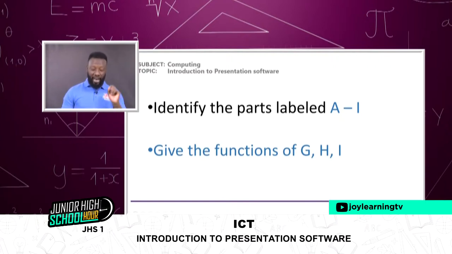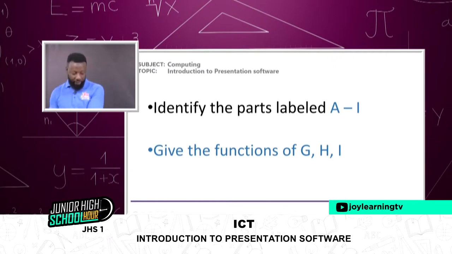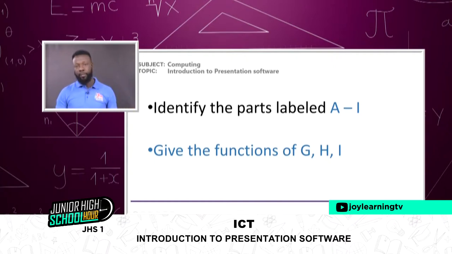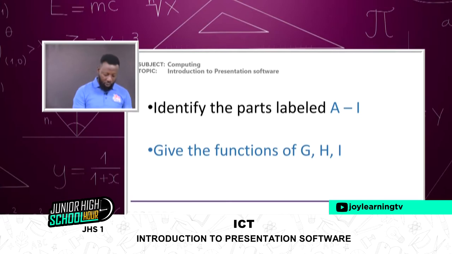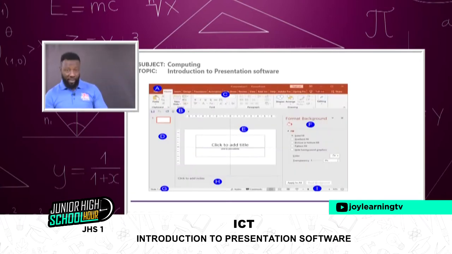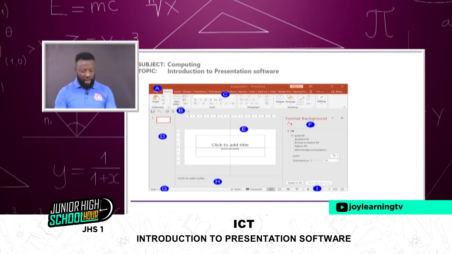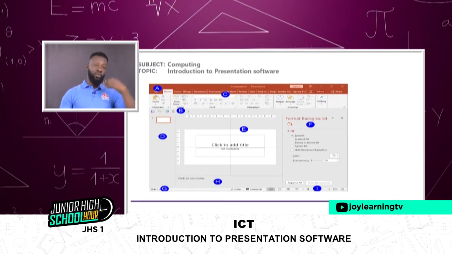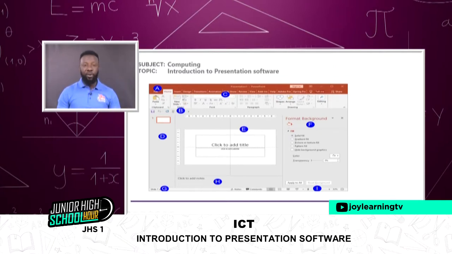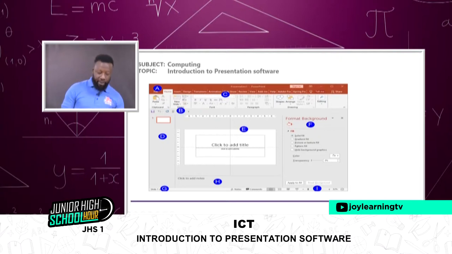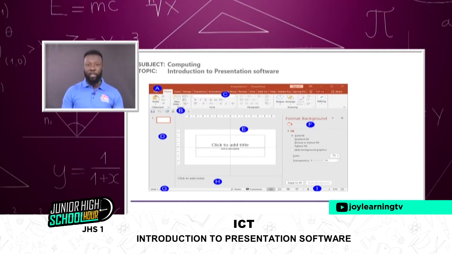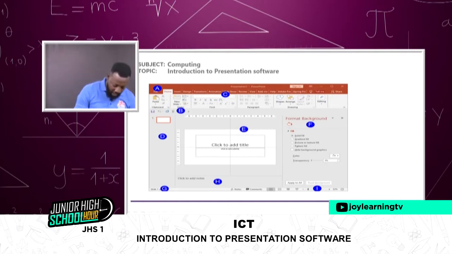So the question says, identify the parts labeled A to I. Then give the functions of G, H, and I. So let me go back so that you look at the image again. You look at the interface. It says identify the parts. So you are going to identify from A to I. We've already identified A, B, C, D, E, and F. So you just need to go back, look at the video, put down your answers, then you look for what? Your G, H, and I. Then when you are done, you give us a function of what? G, H, and I.